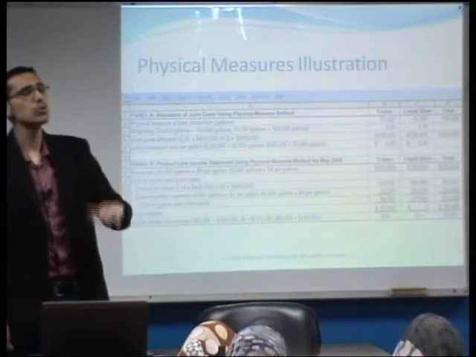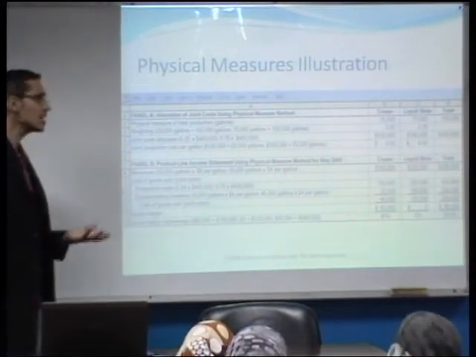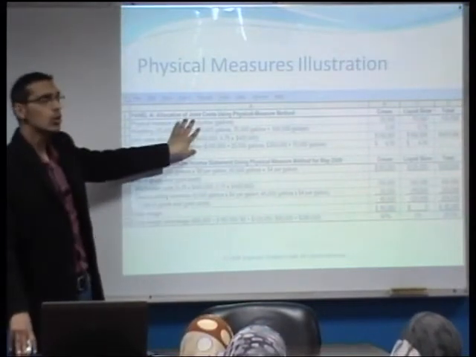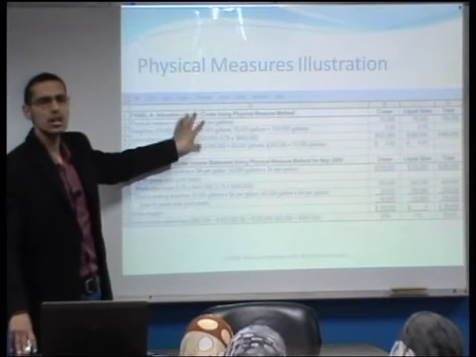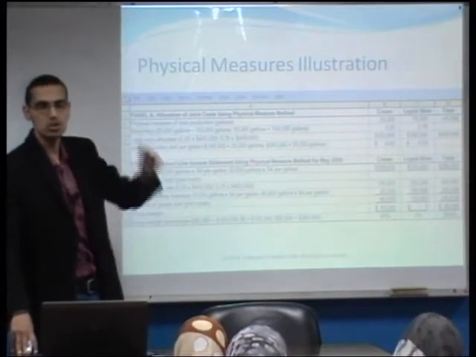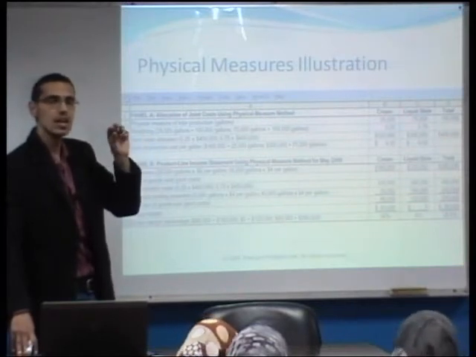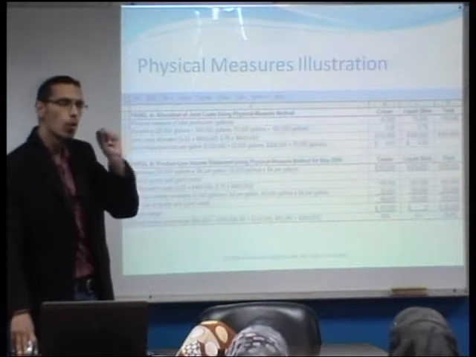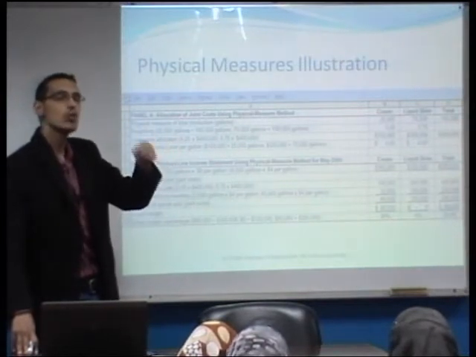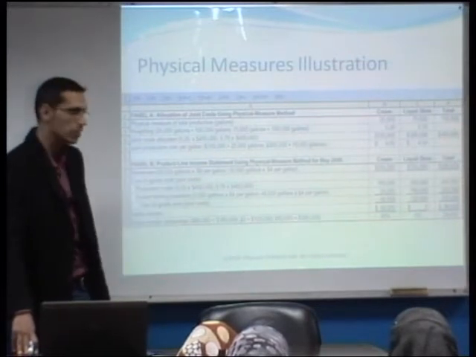Now, let us prepare the income statement. Of course, we are going to start with the revenues. As we can see here, we used the total production number of gallons, not the number of gallons that was sold within a specific period. This is an important point to take into consideration when allocating the joint cost onto the different products.